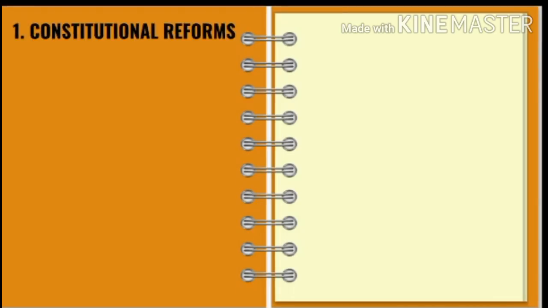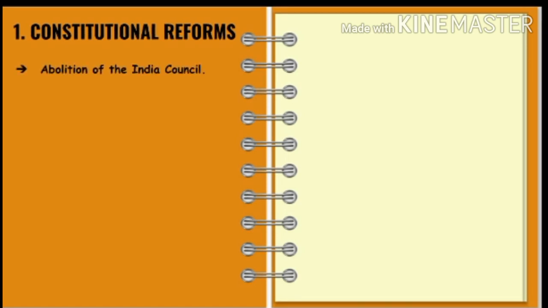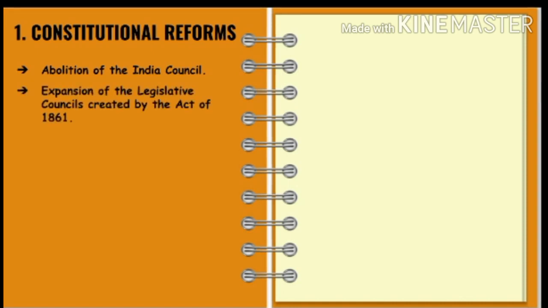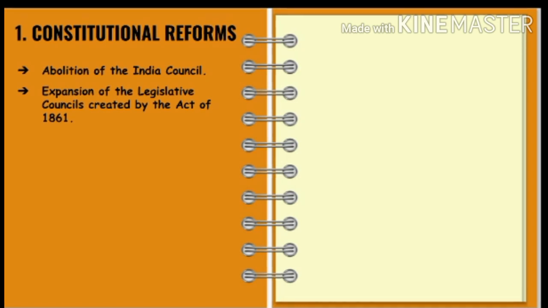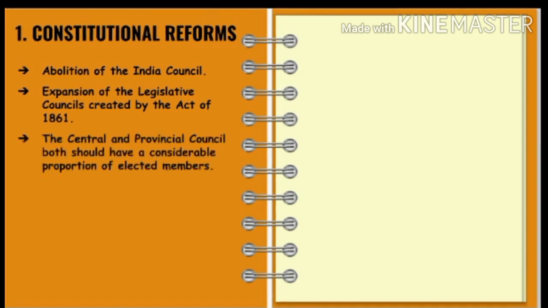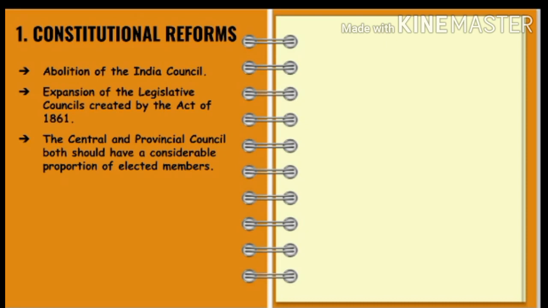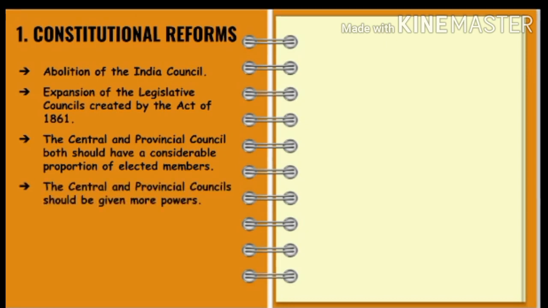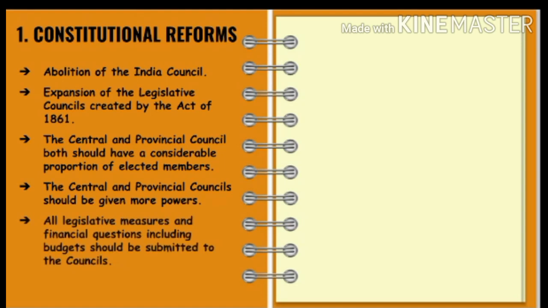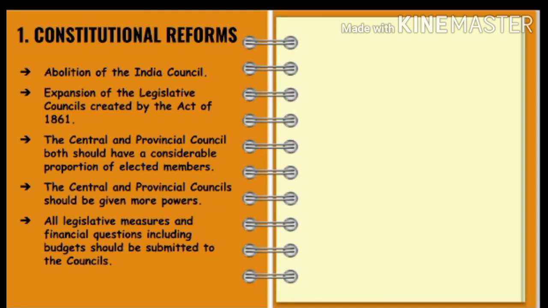Constitutional reforms. The early nationalists asked for the abolition of the India Council, which was formed after the Great Uprising of 1857. They also demanded the expansion of the legislative councils created by the Act of 1861. The central and the provincial councils both should have a considerable proportion of elected members and should be given more powers. All legislative measures and financial questions, including the budget, should be submitted to the council.